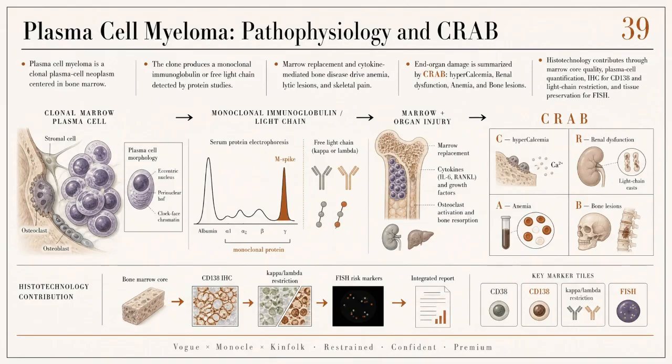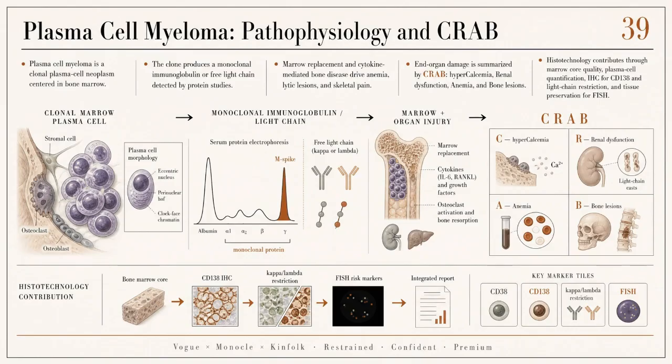Immunophenotyping plays a pivotal role in confirming the diagnosis and differentiating malignant plasma cells from reactive or benign plasma cell proliferations. Myeloma cells characteristically express high levels of CD38 and CD138, markers of plasma cell differentiation. Aberrant expression of CD56 is common and helps distinguish myeloma cells from normal plasma cells, which typically lack this marker. Importantly, myeloma cells usually lack CD19 and CD45, markers present on normal B cells and hematopoietic precursors, respectively.